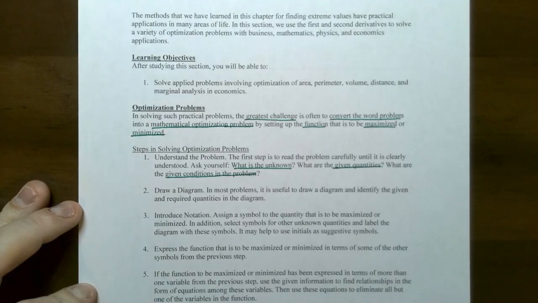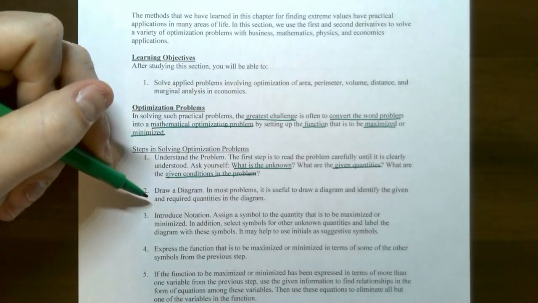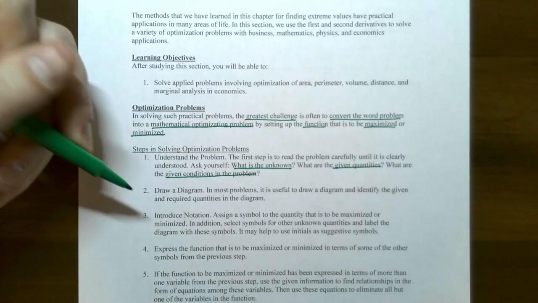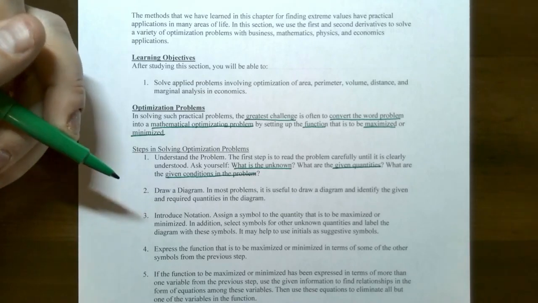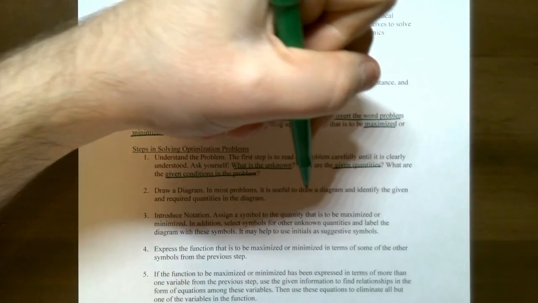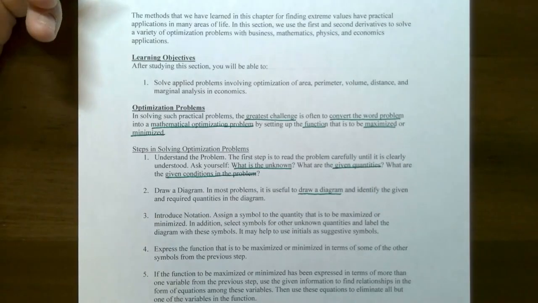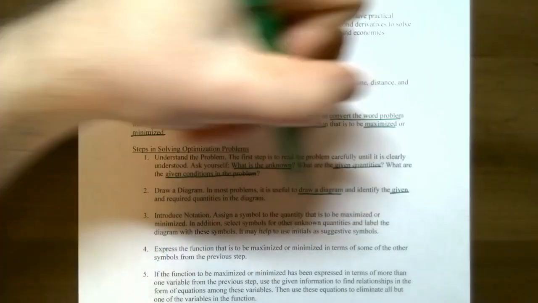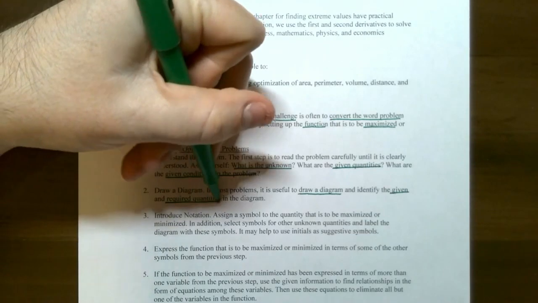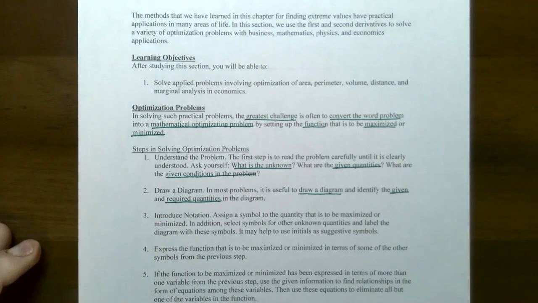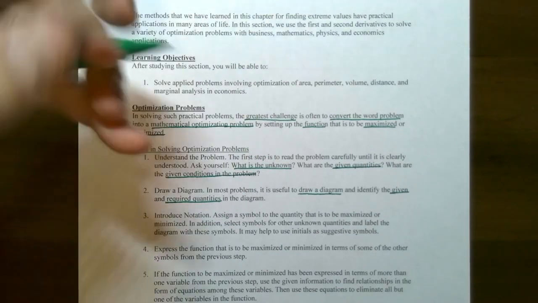Once you've read the problem, it always helps to draw a diagram because most of the problems will involve area, perimeter, volume, or surface area. So draw a diagram. Identify the given and required quantities. So in your diagram, label what's unknown and what is given.